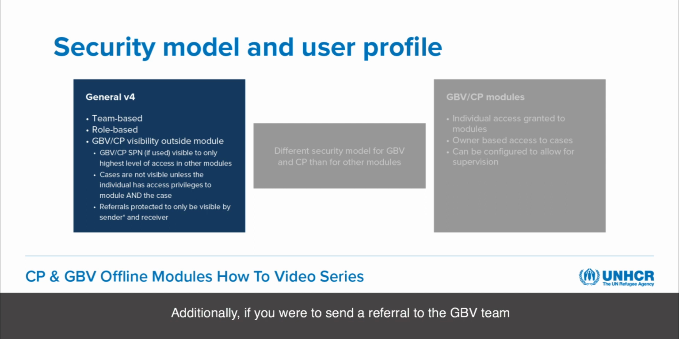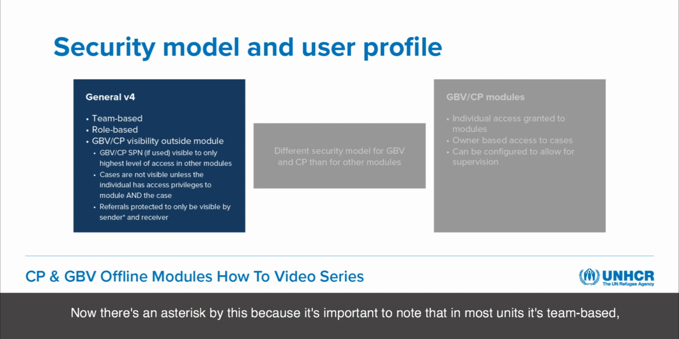Additionally, if you were to send a referral to the GBV team, or if a referral was to be sent from the GBV or child protection team, these referrals are protected to only be seen by the sender and the receiver. So those who need to receive the referral and to act upon it will be able to see it and to follow up on it, and it would not be visible in the referral audit log to all users of ProGres.